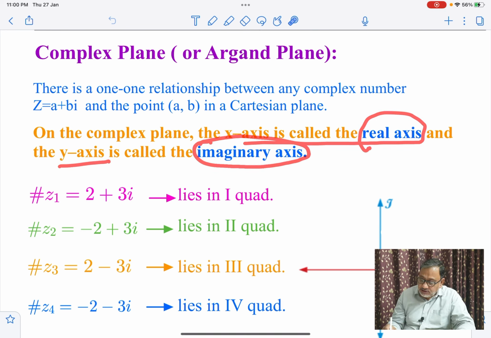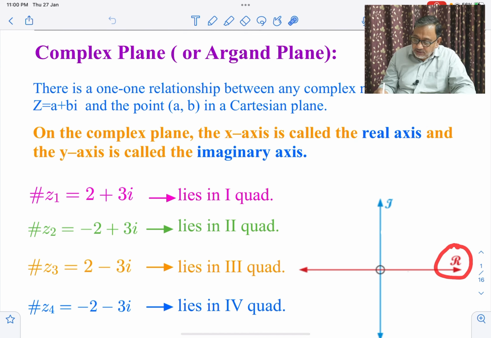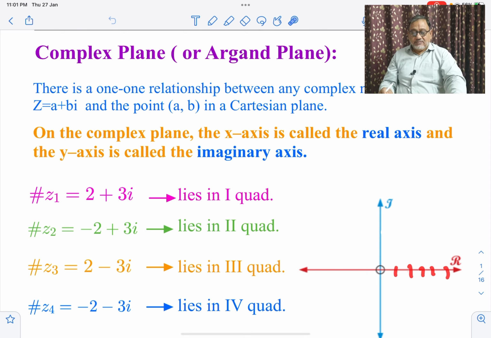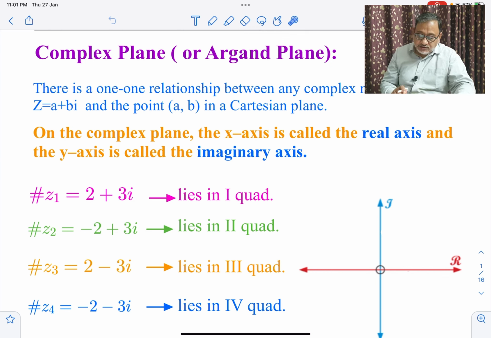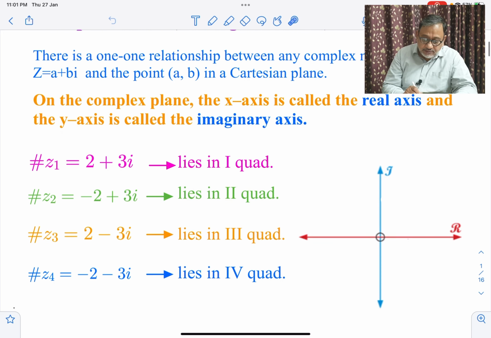So this is the real axis, and this one is the imaginary axis. Any imaginary part will be measured on the y-axis, any real part will be measured on the x-axis. I hope this is clear to you. Now, how to represent a complex number on the complex plane? Look at this first example. z1 is equal to 2 plus 3i.